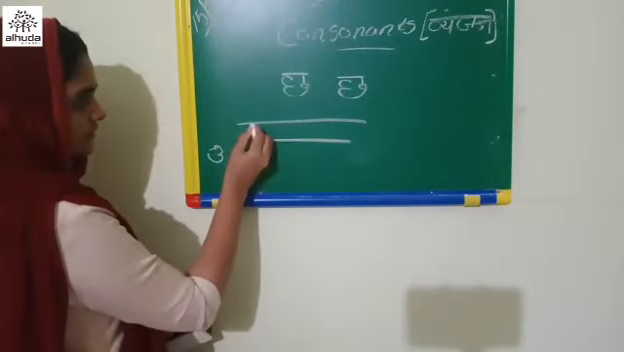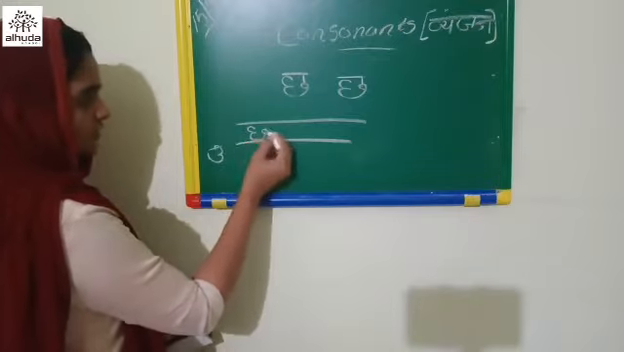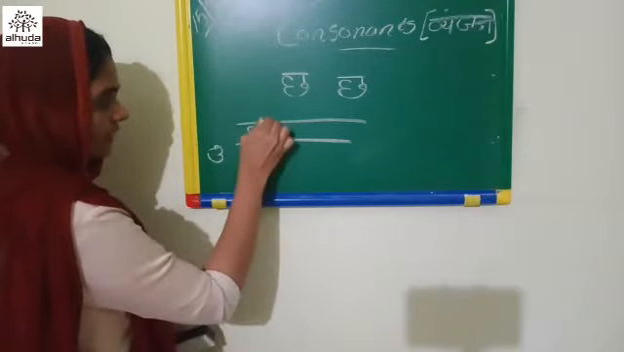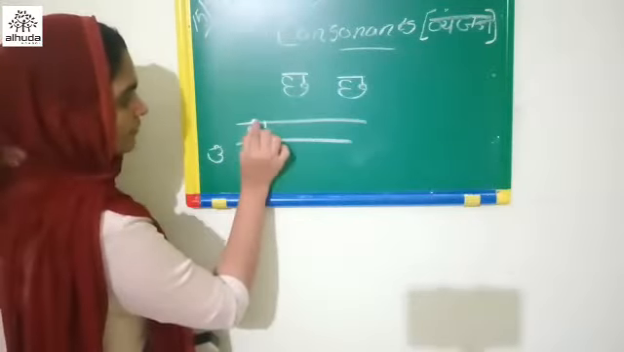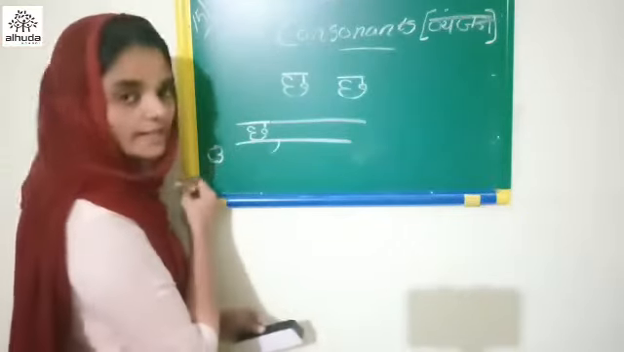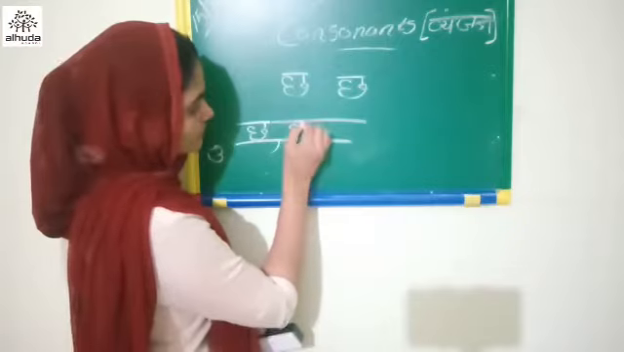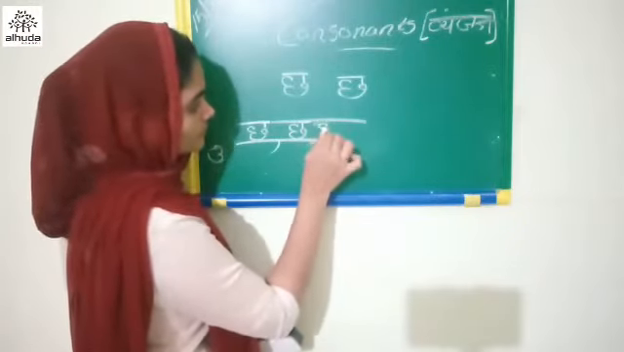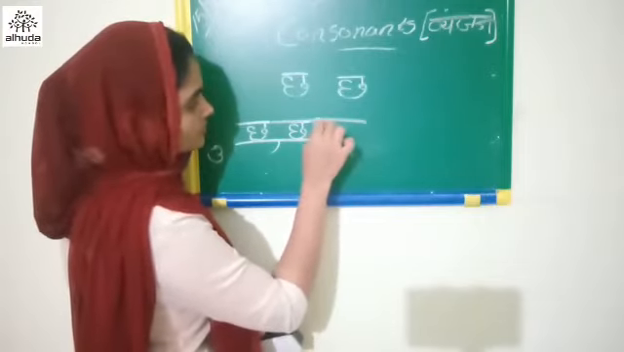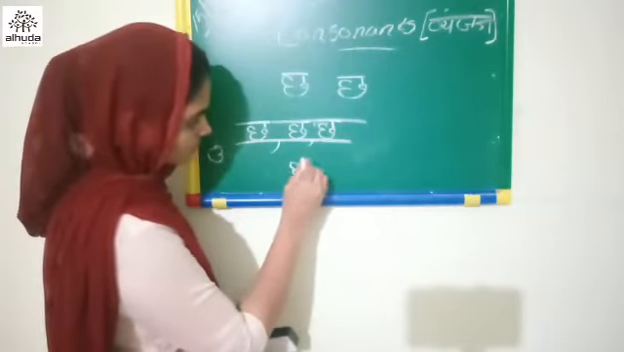Then reverse. Like this. A small zero like. Then number 1, push number 1 or slanting line. Then one sleeping line. This is letter Chha. This is letter Chha. Okay children?